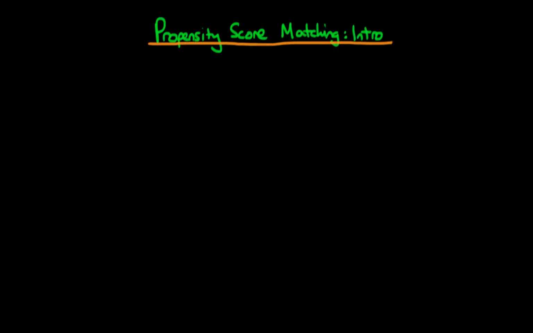In this video, I want to provide an introduction to propensity score matching. The idea with propensity score matching is that what you're trying to do is evaluate the average causal effect of some sort of treatment. But the problem with trying to do that is that there is an issue of selection bias, whereby those individuals who choose to be treated are different from those who aren't treated.